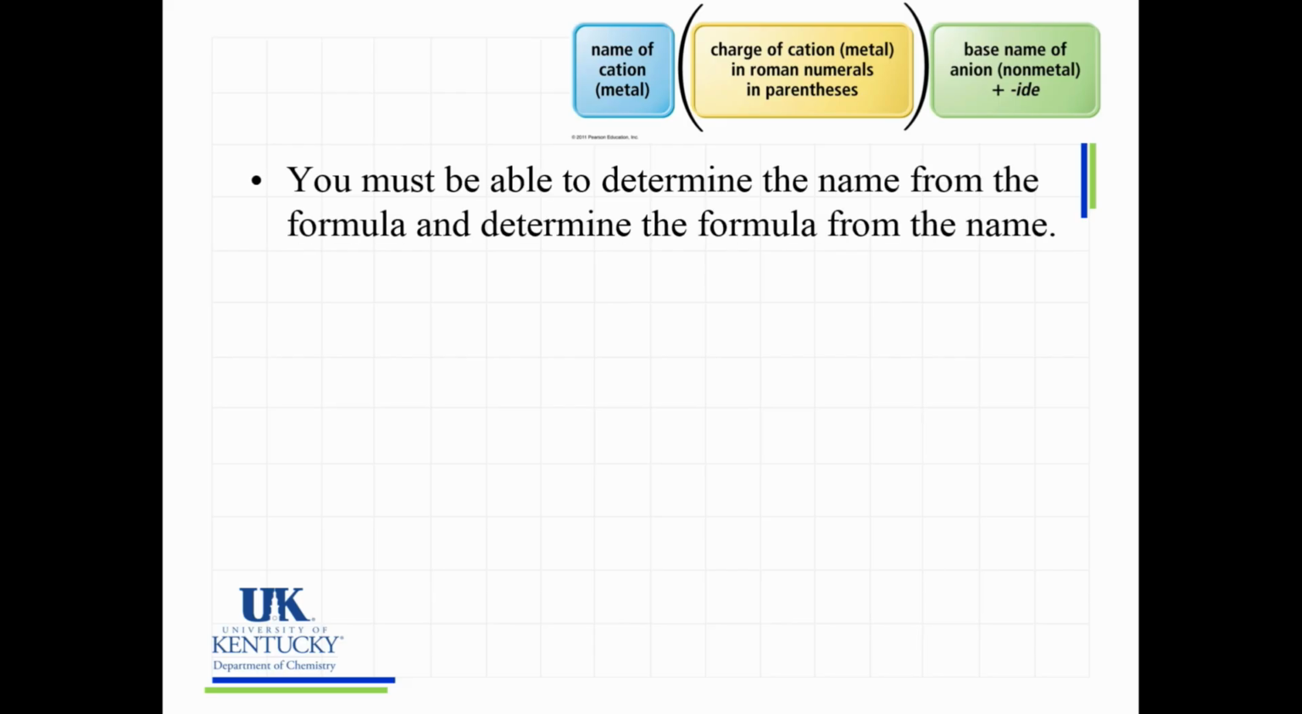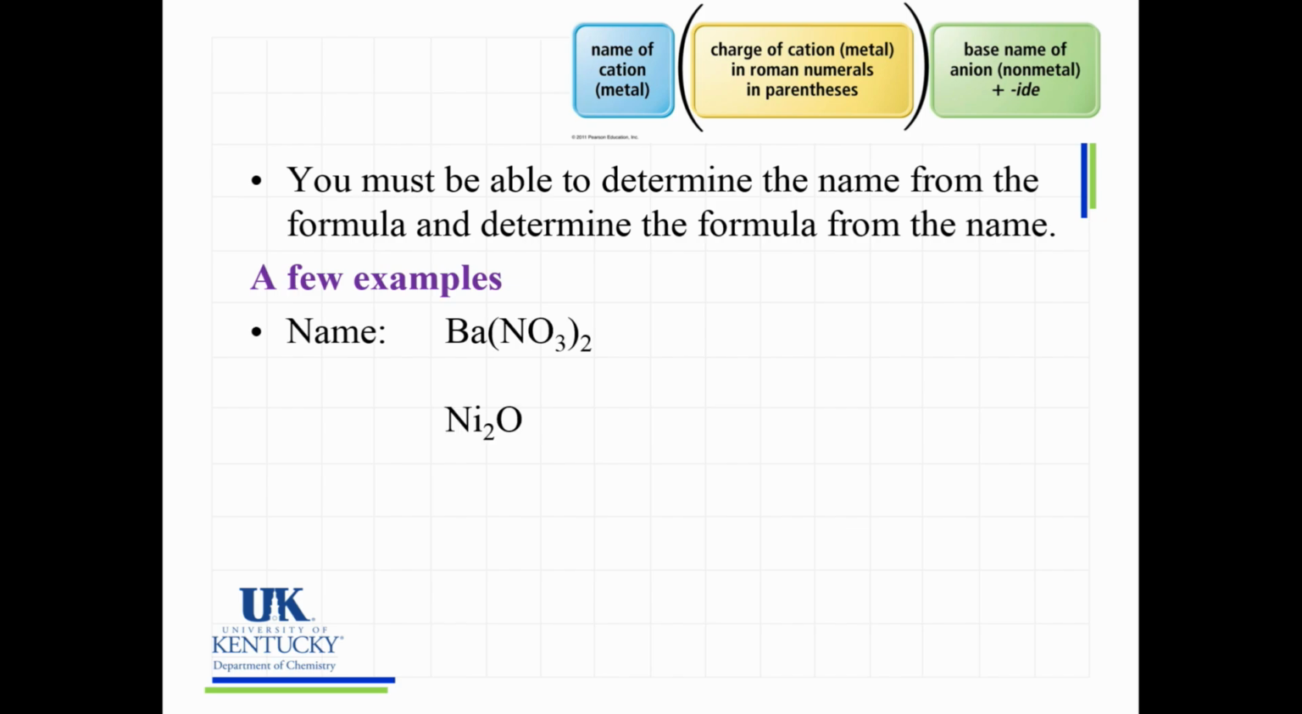So what you have to be able to do is go in both directions. If you were given the formula, you have to determine the name. If you're given the name, you have to determine the formula. You need to be going in both directions and correctly using your rules as we go. So we'll practice going in both directions. Okay, here's a few examples.